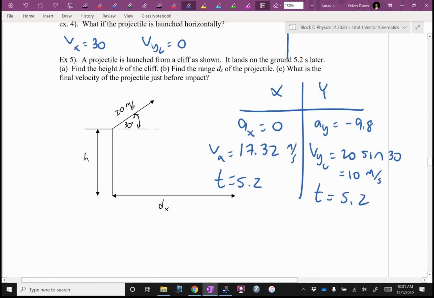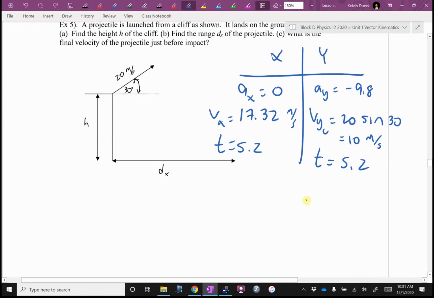How many things do I have in the left-hand column, in the horizontal column? I can find a fourth. How many things do I have in the right-hand column? I can find a fourth. This question's going to fall apart. What did you say the first thing they were going to ask me to find, Nick, was? Height? Height, vertical or horizontal?